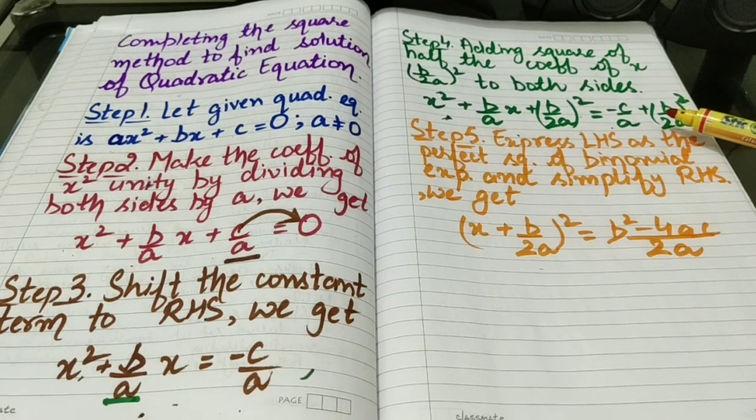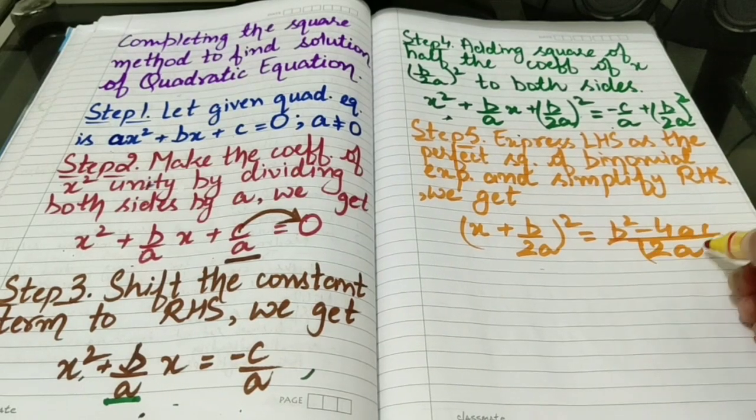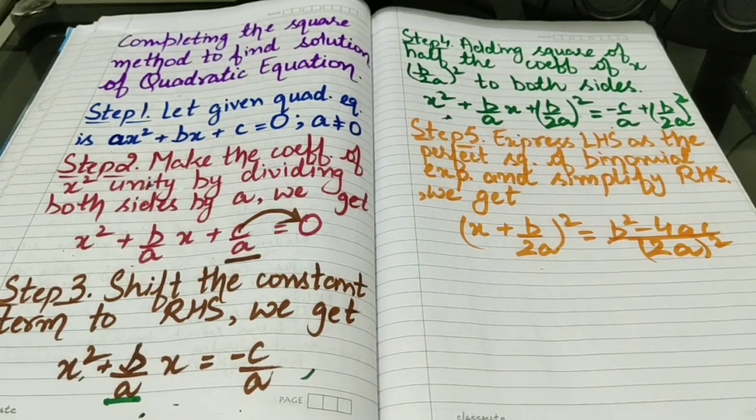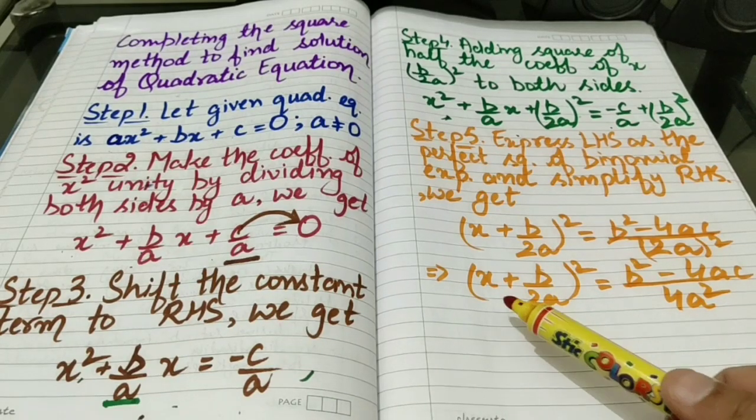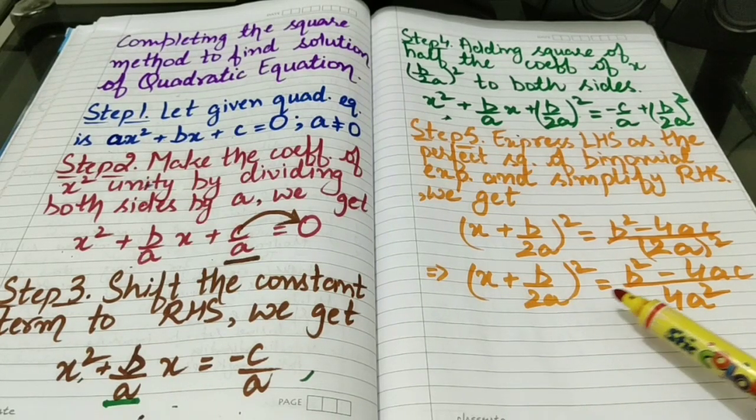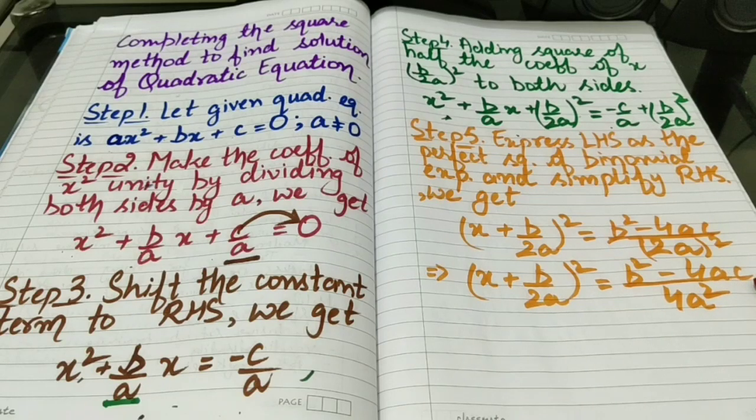And the right hand side, on simplifying, we get b square minus 4ac divided by 4a square. So the equation turns to x plus b upon 2a the whole square equals b square minus 4ac divided by 4a square. In step 6, we have to take the square root on both sides.